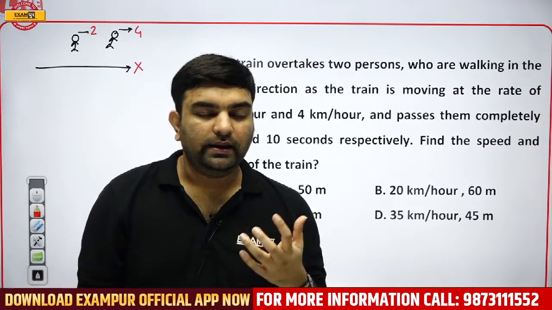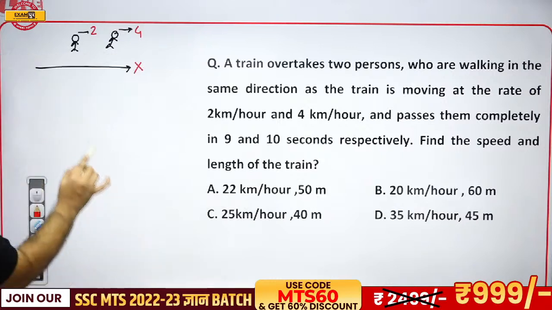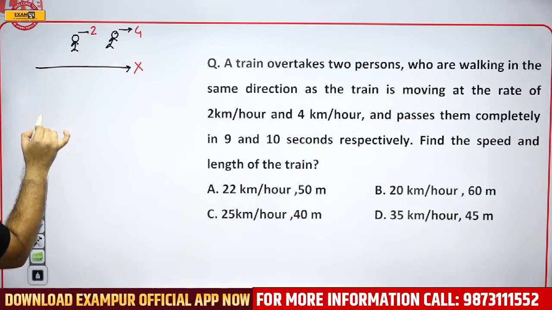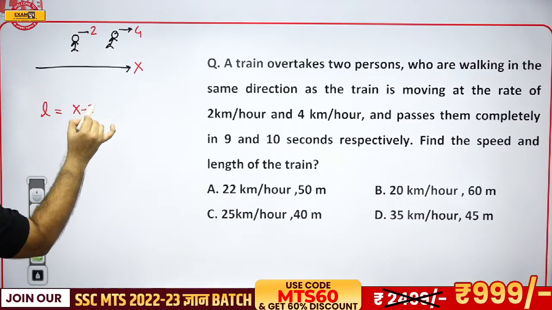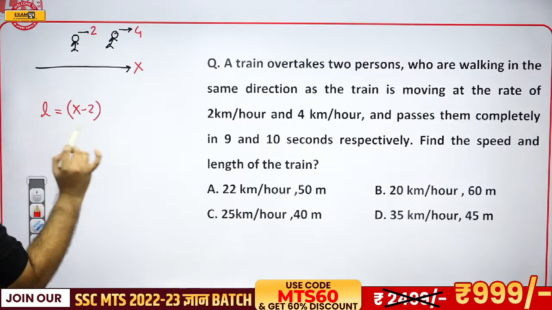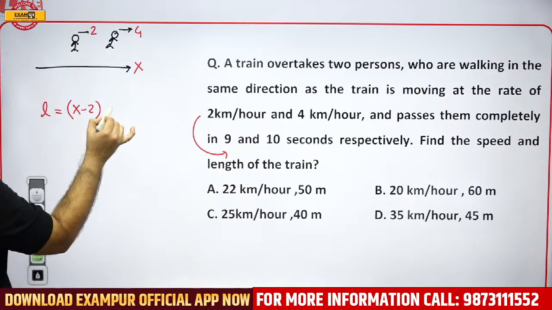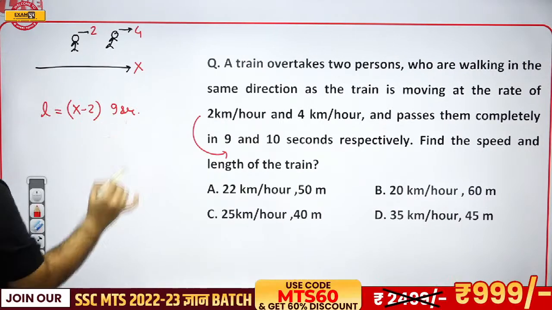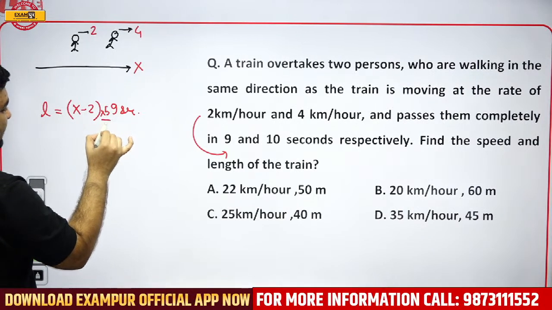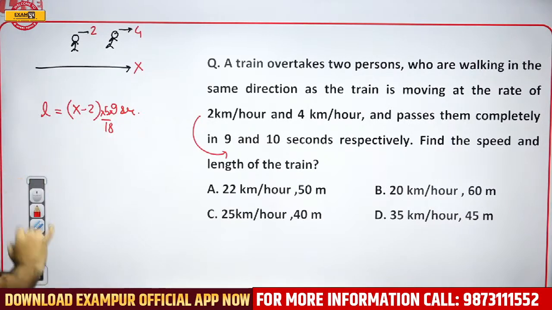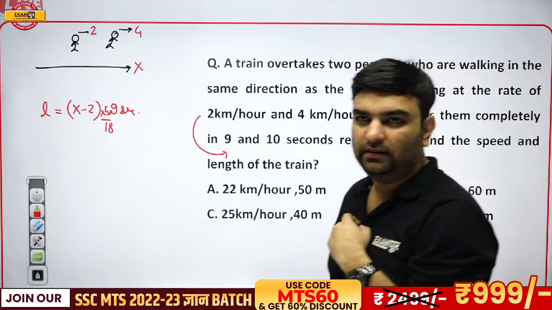Train crossing a man is basically the train crossing its own length. So when this train crosses this man, it will travel its own length L with the relative speed of x minus 2, in 9 seconds. If you want, you can convert into meter per second as well by multiplying by 5 by 18.